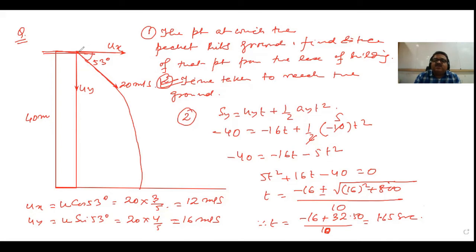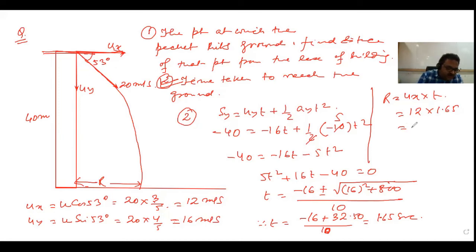Okay. Now the point at which the packet hits the ground. What I told you is that this component of velocity always remains constant. So if I consider this as r, what is r? R is equal to nothing but ux into t. What is ux? Velocity along x-axis is 12, multiplied by 1.65 second. So 12 into 1.65 is coming 19.8 meter. Okay, so this is the answer. This is the kind of problem they will provide to you.